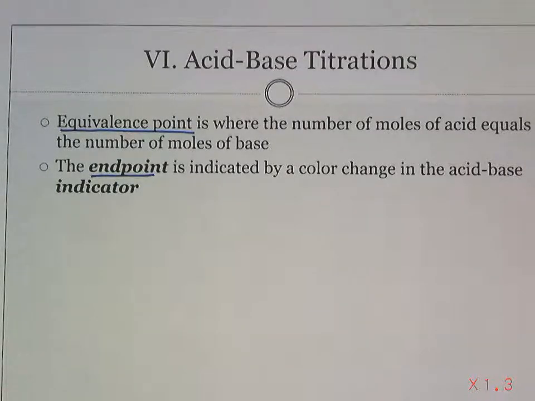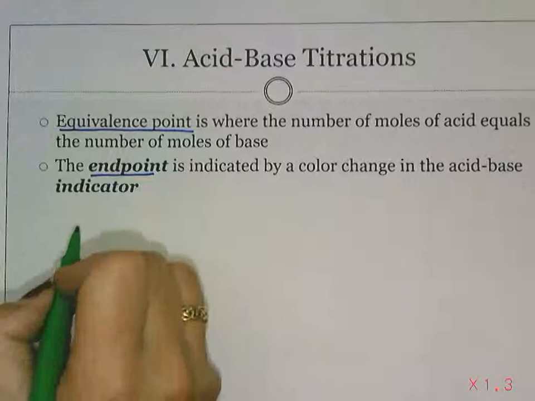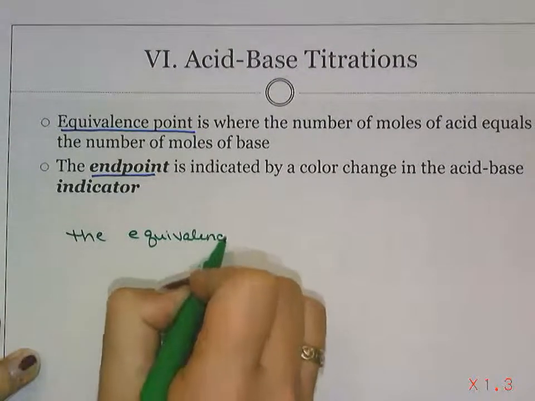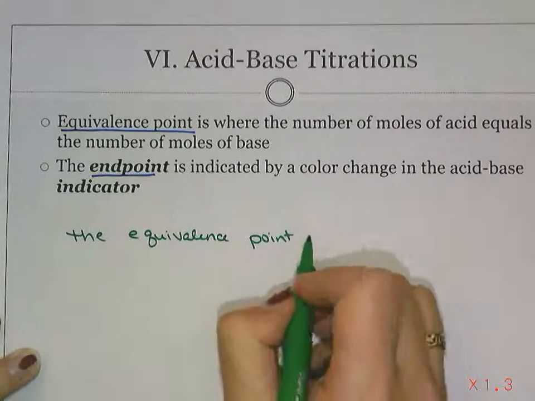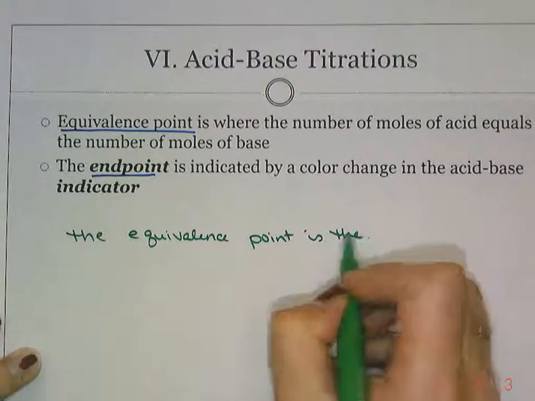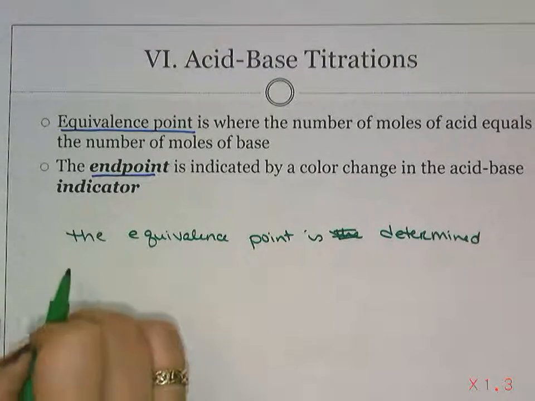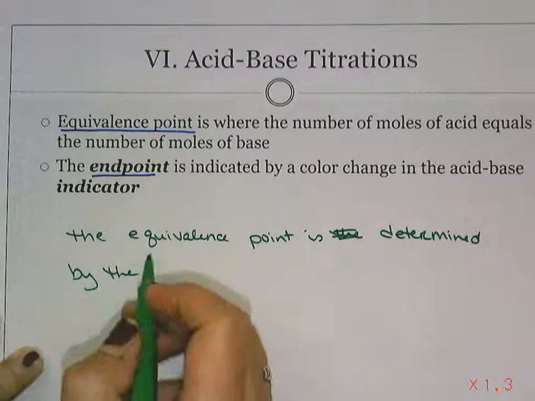Last week we used phenolphthalein, which changes to pink. There's about 6 or 7 other acid-base indicators you can use, and they change to blue, or they change to green, or there's a color change of some sort associated with them. So the equivalence point is determined by the stoichiometry of the reaction.